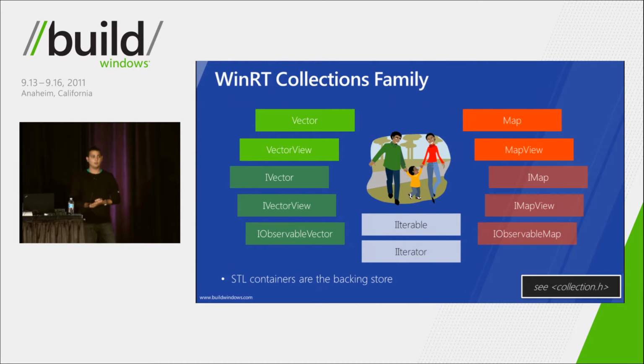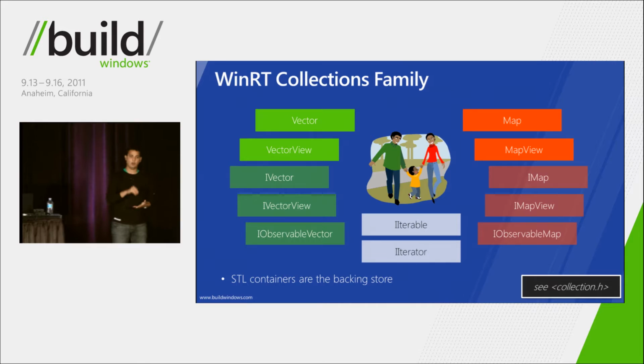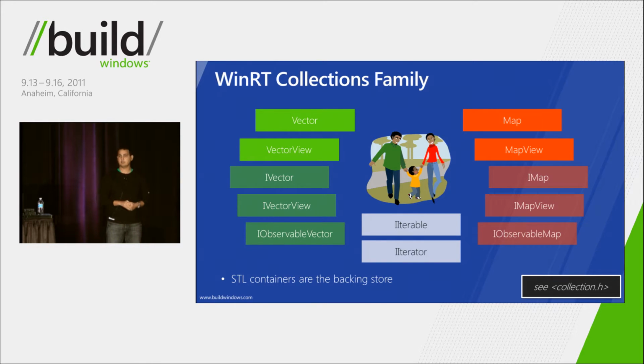One thing to also realize is that platform vector and platform map and the views are all basically implemented on top of STL containers. So platform vector actually contains a std vector. A platform map actually contains a std map as its own implementation.